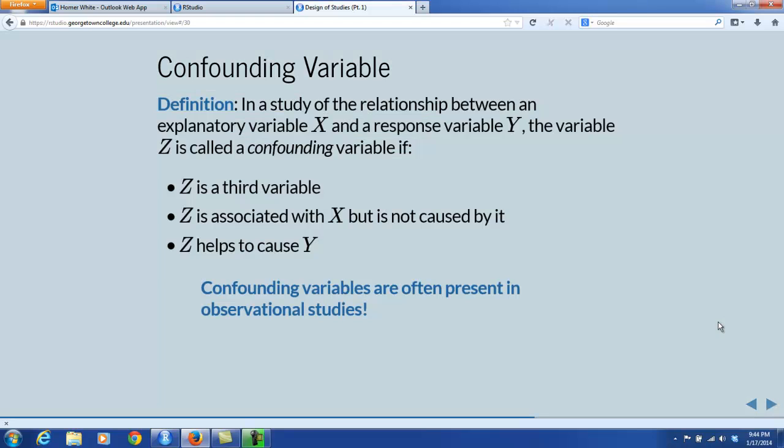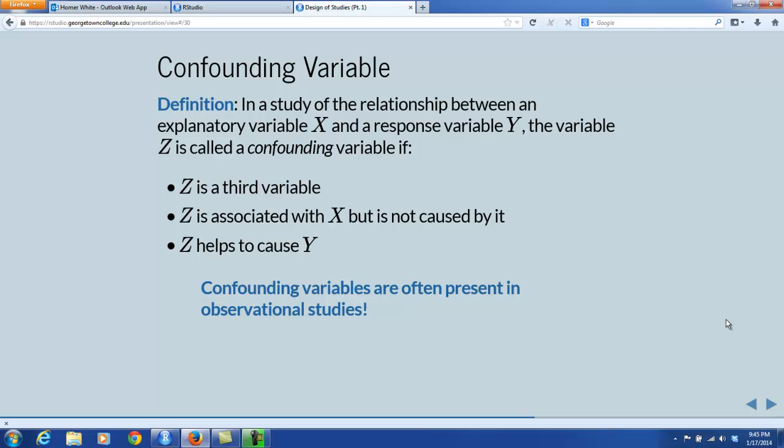It's good to look at it entirely verbally as well. So this is our official definition of confounding variable. In a study of the relationship between an explanatory variable x and a response variable y, the variable z is called a confounding variable if it's a third variable, different from x, different from y, if it's associated with x but is not caused by it, and if it helps to cause y. If all those three things are in place, then z is a confounding variable.